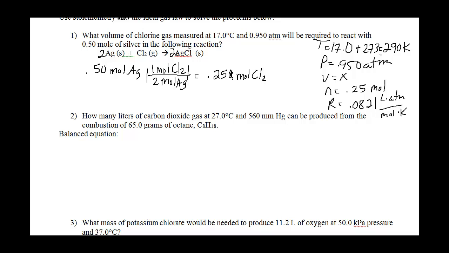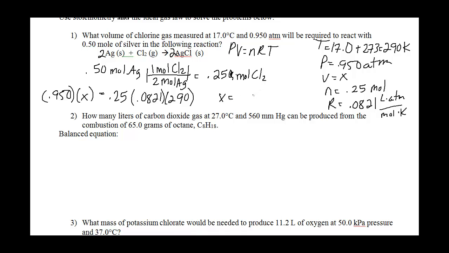So now I can do the ideal gas law. PV equals nRT. So remember, PV equals nRT. So what is my pressure? 0.950 is my pressure. Volume's what I'm looking for. N, I just found 0.25. My R's 0.0821. My temperature was 290. So multiply these together, divide it by 0.950, and you get X. My volume is 6.3 liters of the chlorine gas.